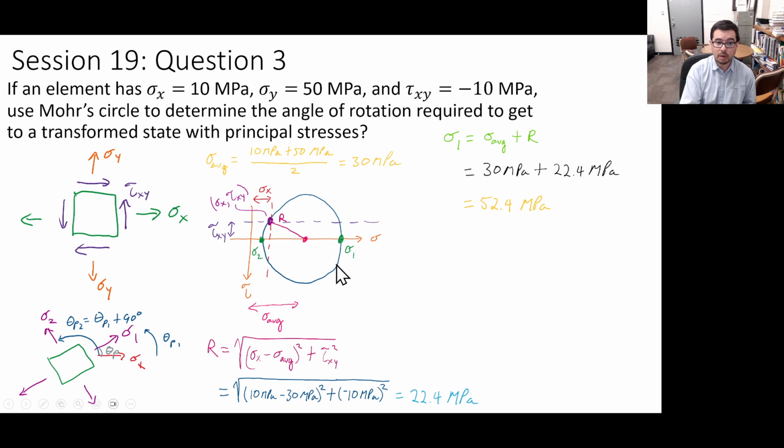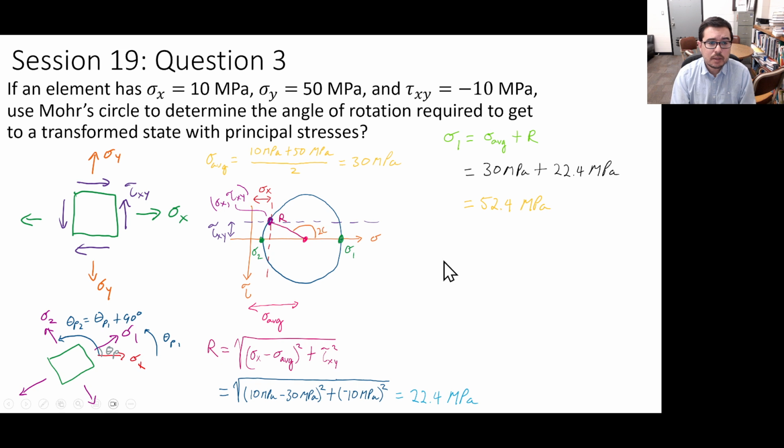You could think about, okay, how do you rotate that up to get to sigma y prime then being equal to sigma 1? Or how do you rotate it this way so that sigma y prime would be equal to sigma 2? Both would be describing the same state of principal stress, or having them flipped, where sigma x is one of them and sigma y is the other one. Okay, so they're essentially equivalent, but they represent a rotation of 90 degrees on the material element, or rotation of 180 degrees on Mohr's circle.